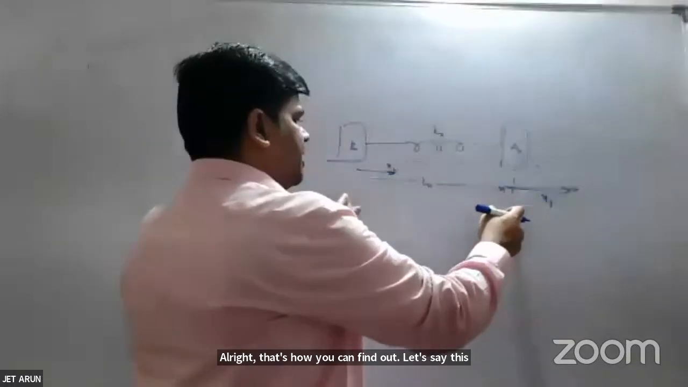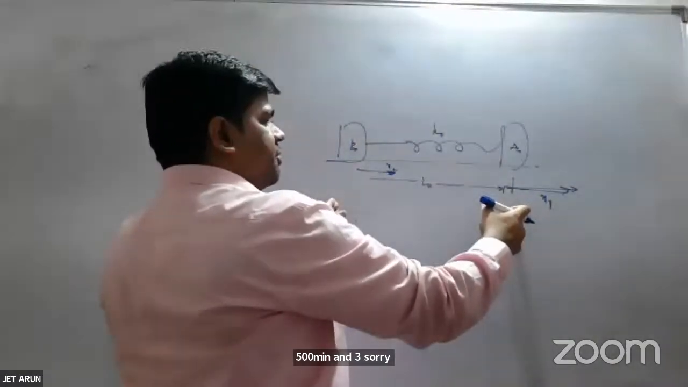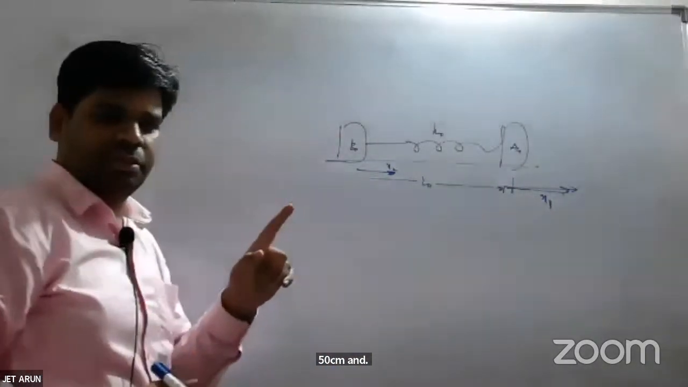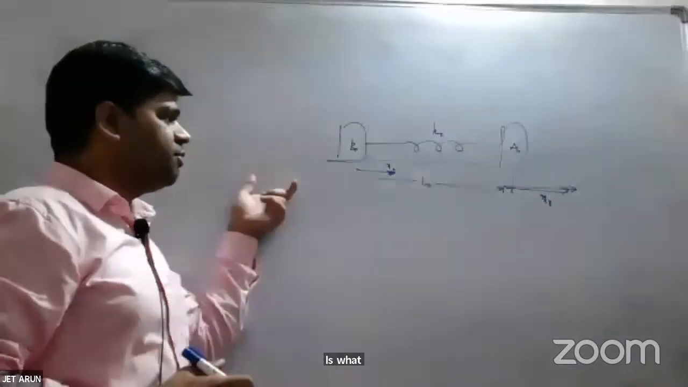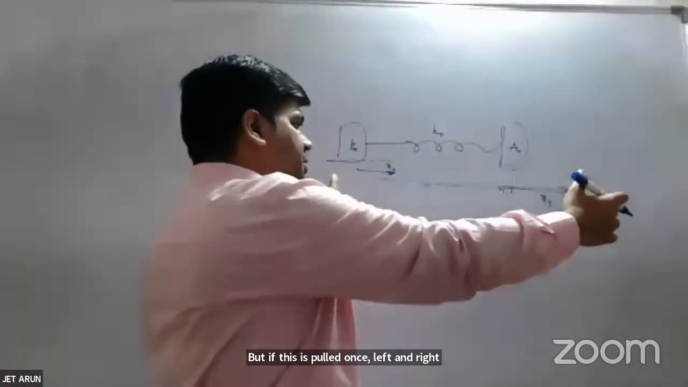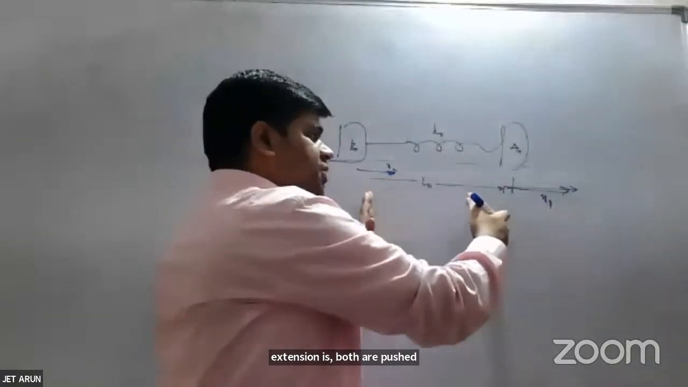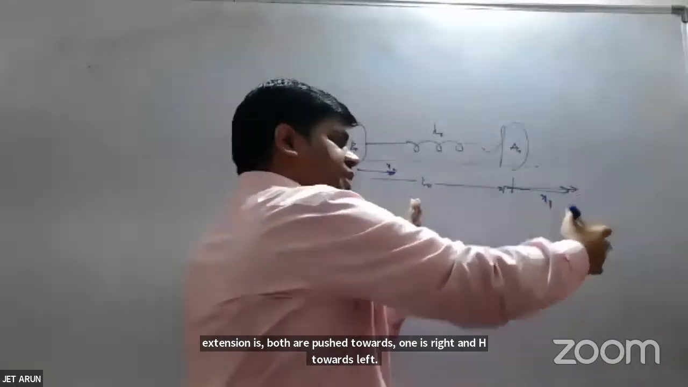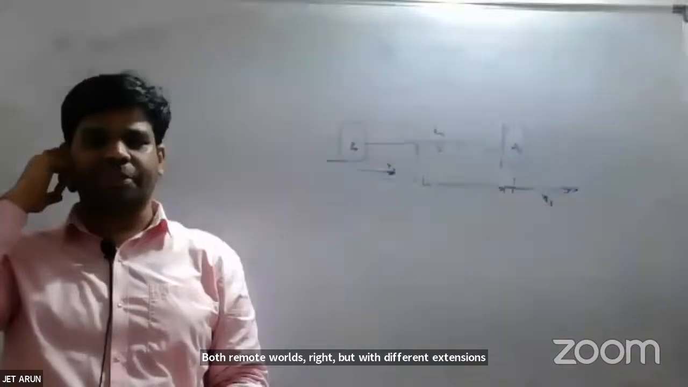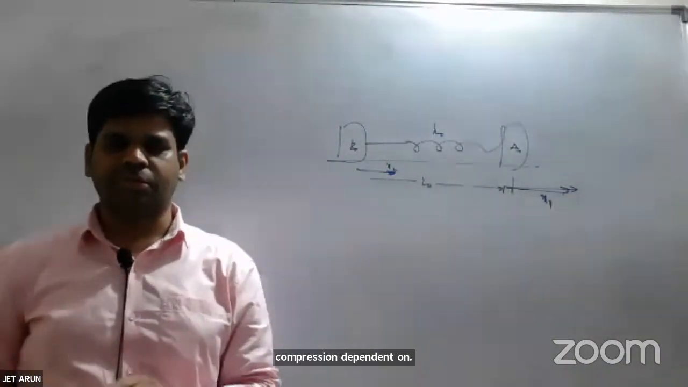Natural length 5 centimeters, suppose, this is 3 and this is 2, so the extension is 1 centimeter. But if this is pulled towards left and right, then it's extension itself. If B is pushed towards right and A is towards left, it's compression itself. But if both are moved towards right with different displacements, I'll have extension or compression depending on whether X1 is greater than X2 or X1 is less than X2.